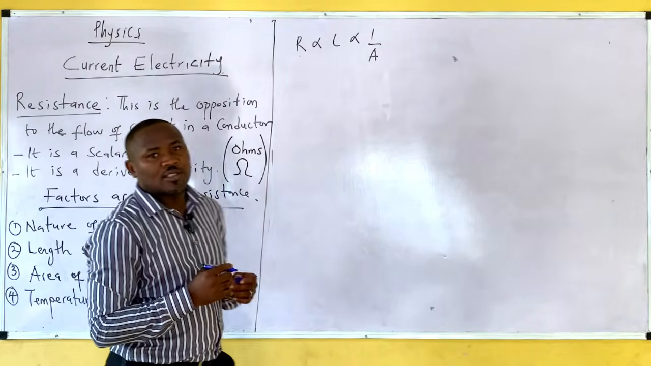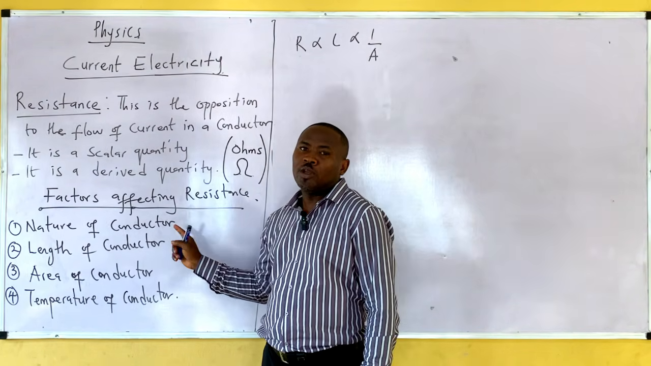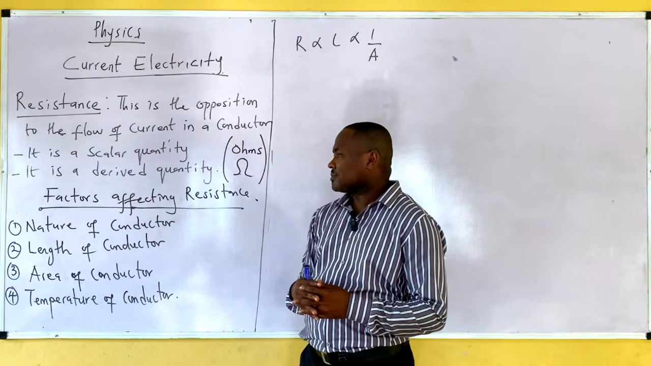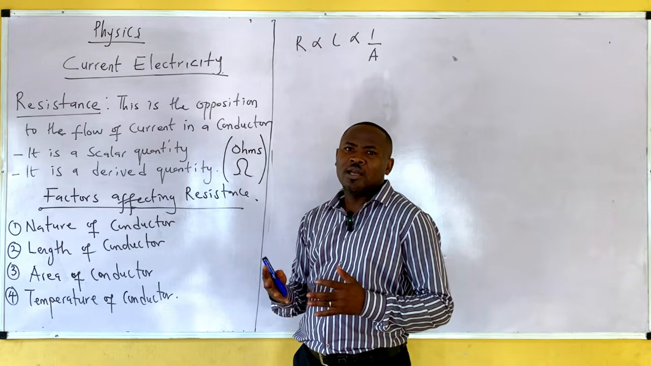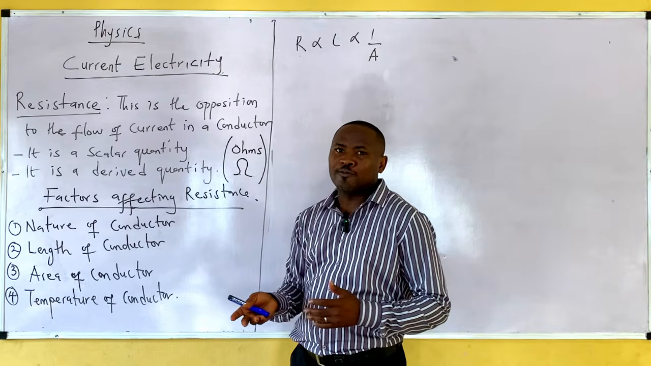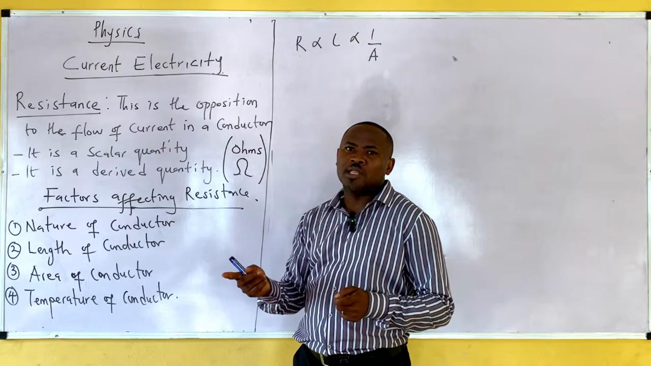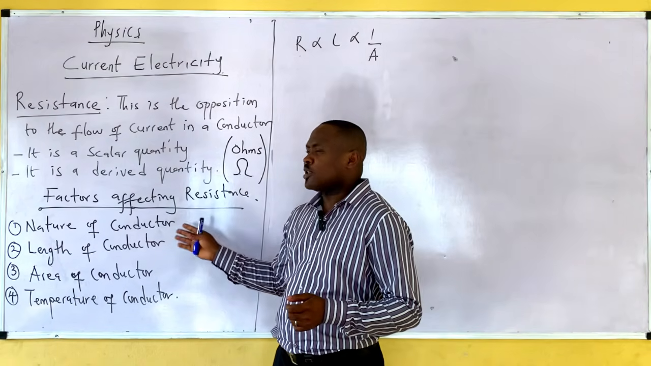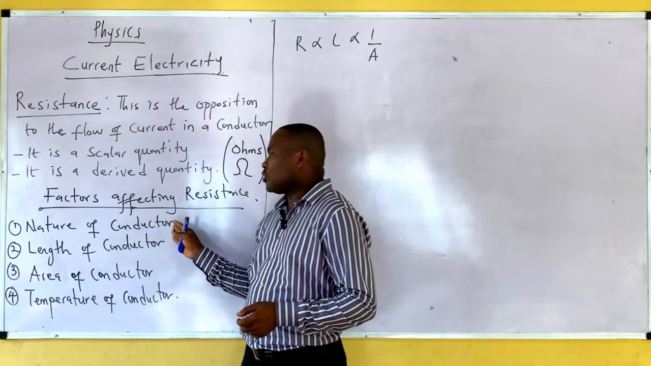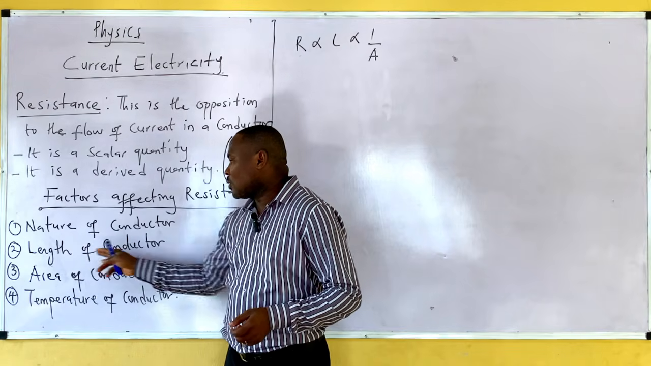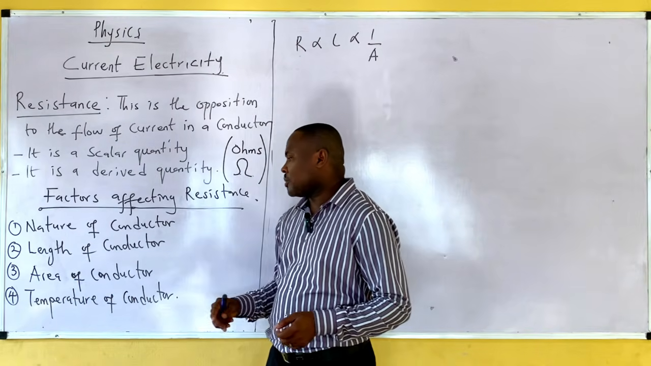Now, what are the factors that affect resistance? Number one, the nature of the conductor. Each conductor has its ability to either prevent the flow of current or assist the flow of current. For instance, we have materials that offer a low resistance to the flow of current. Such kinds of materials are referred to as conductors. So the nature of the conductor is important. The length of the conductor is important. The area of the conductor is important, and the temperature.